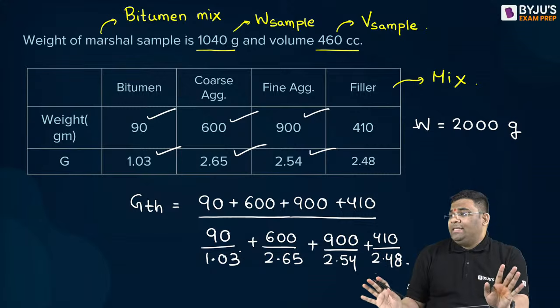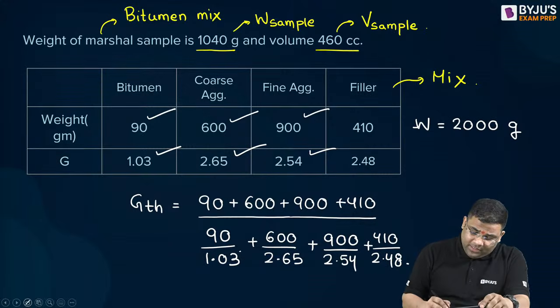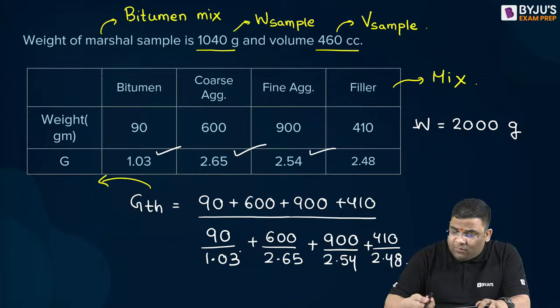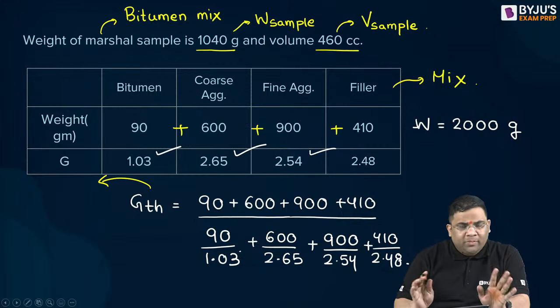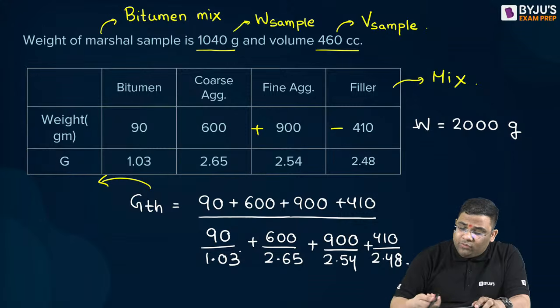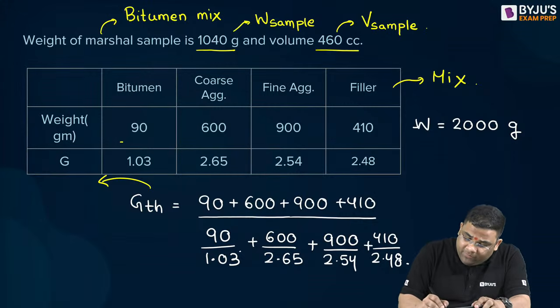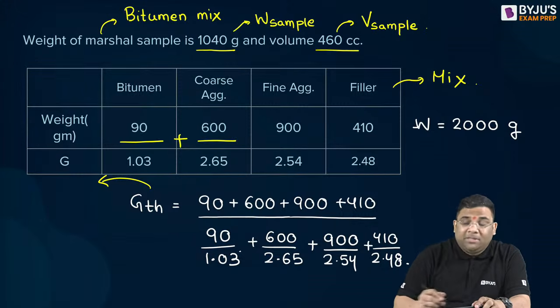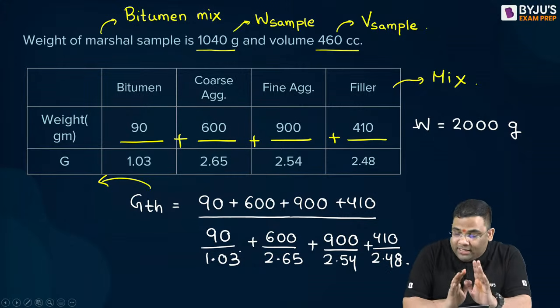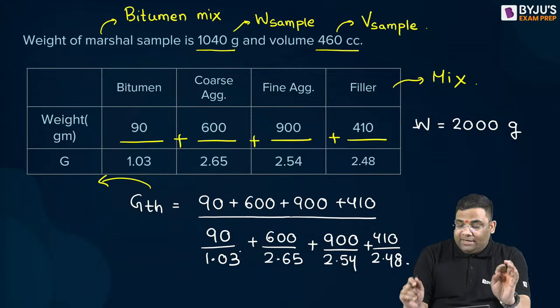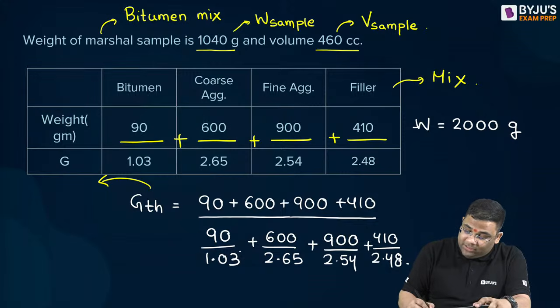Understood? So it's very simple. G theoretical is very simple. Take the summation of all the weights in the numerator. And in the denominator, what do you do? You take the summation of weight by specific gravity. So numerator, sum of all weights, divided by this. So how much are we getting for G theoretical?